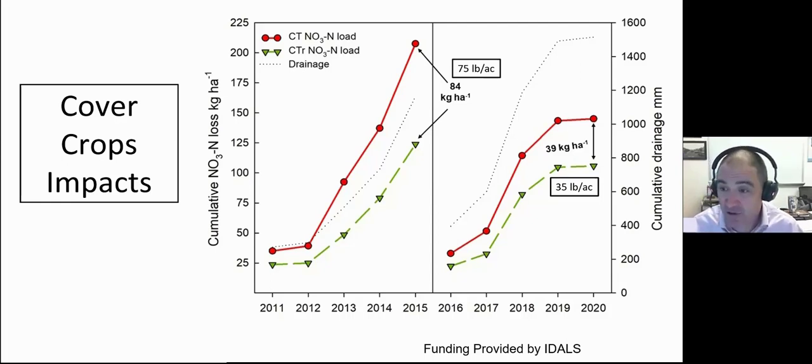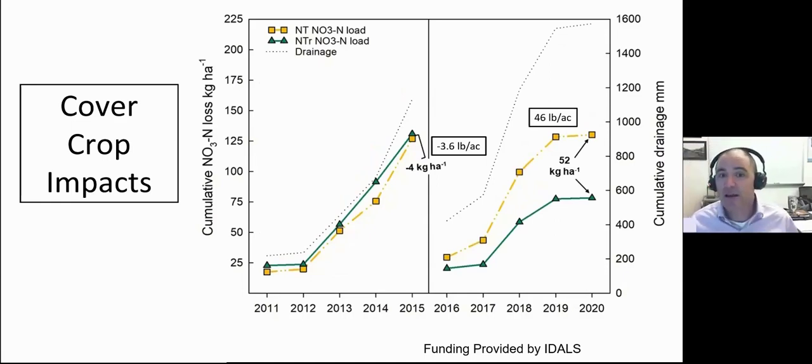I'd also say this is in north central Iowa, where we don't consistently get the best growth of cover crops year in and year out. So we still got a pretty substantial benefit of the cover crop in reducing nitrate delivery, even in an area where we probably didn't optimize cover crop growth.